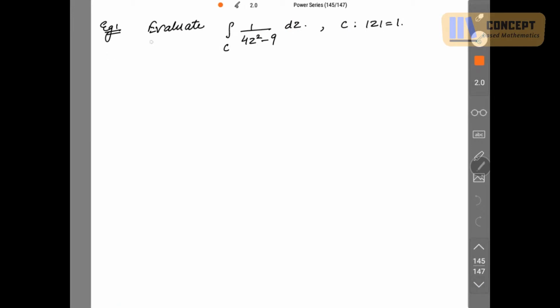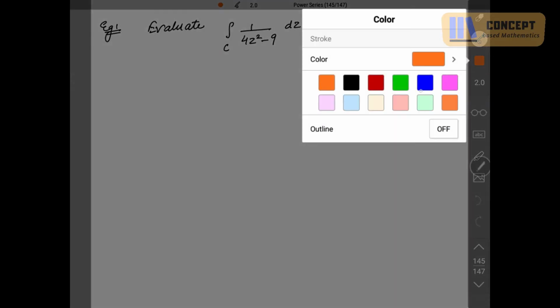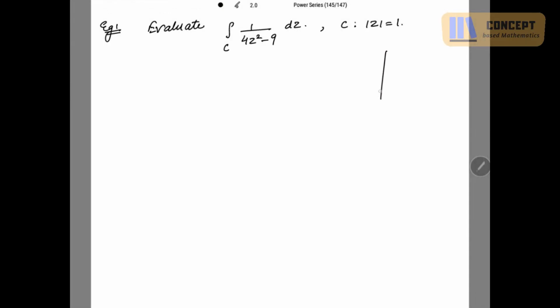The first example is: evaluate the integral over C of 1 by (4z squared minus 9) dz, where the circle is given to be mod z equal to 1. Here it is given that this circle is mod z equal to 1, that means it is a unit circle. If the point lies inside this circle, then the integral is 2 pi i, otherwise this integral is 0.